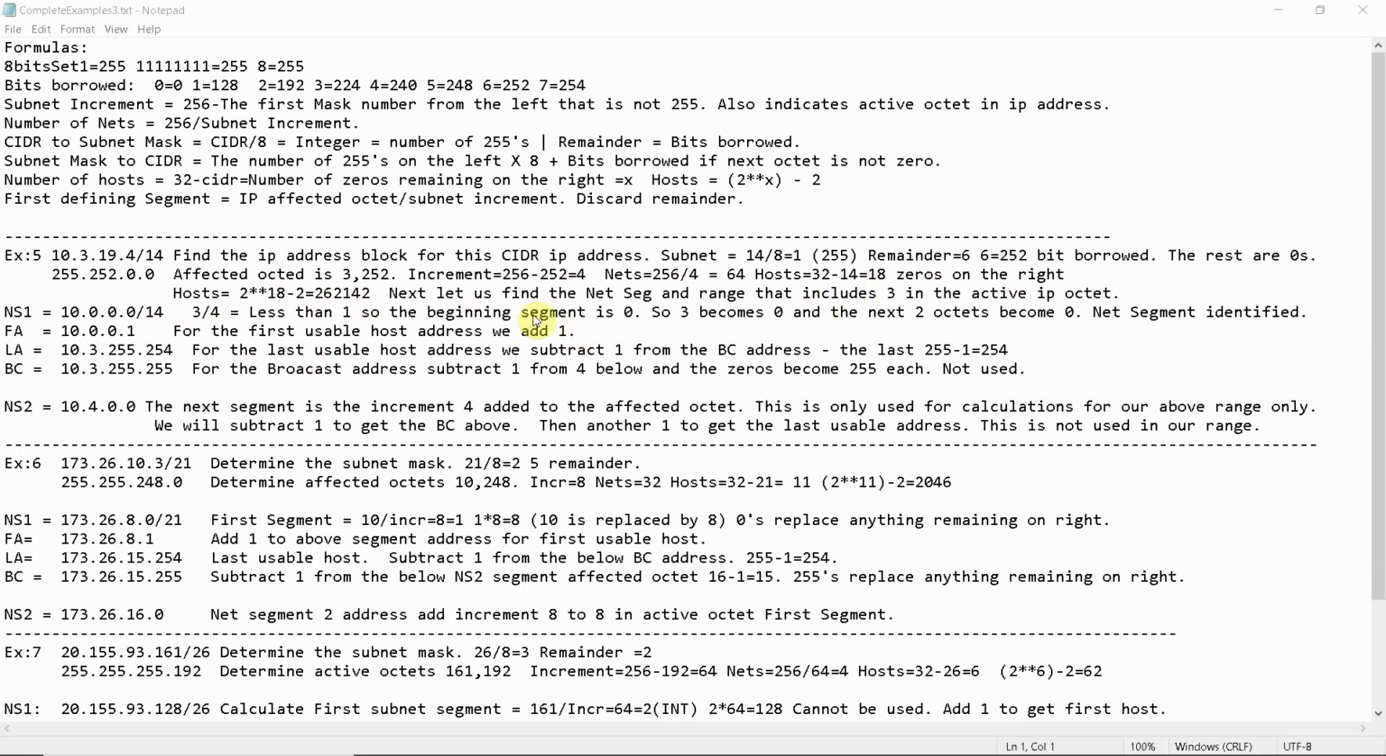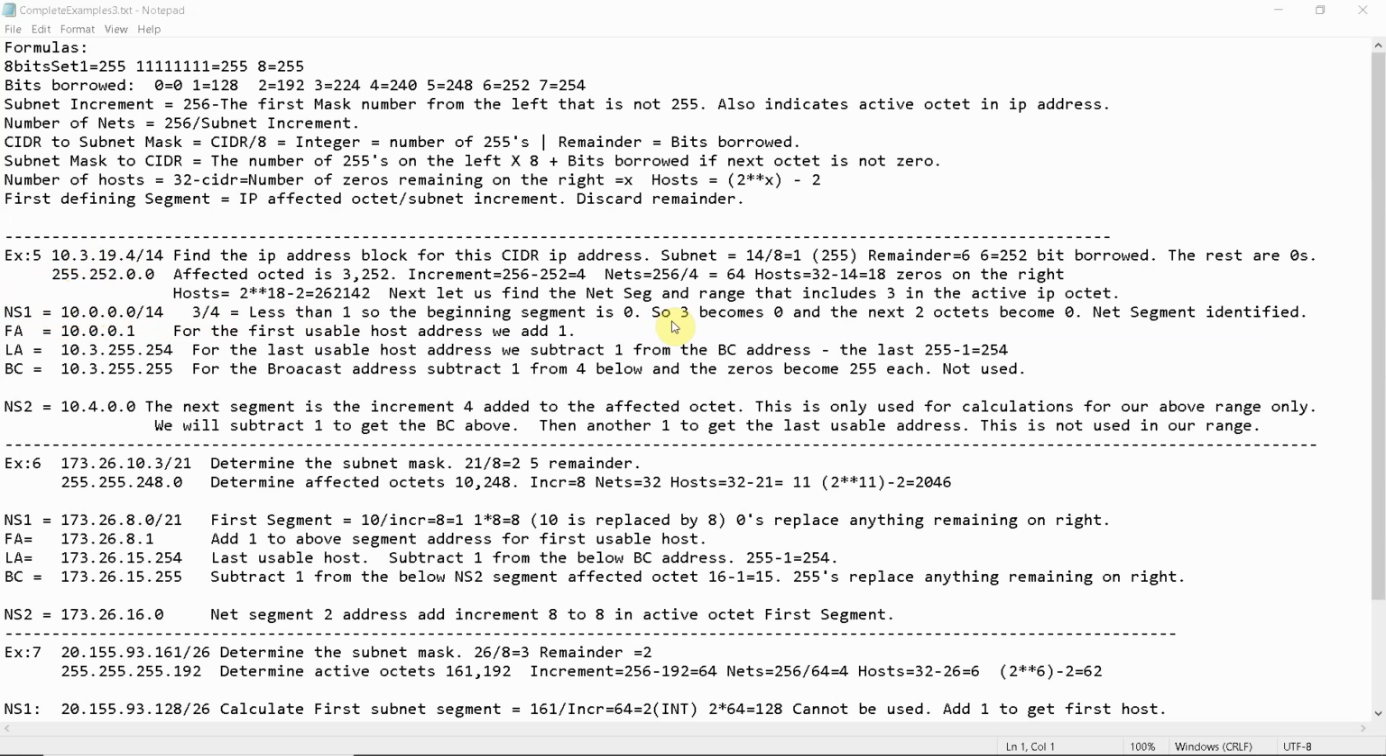Now let's go ahead and find the next net segment. Let's find the net segment and the range that it includes. To find the first net segment, it's pretty easy in this case, but a little tricky if you look at it. We take the active octet, and this time we're dividing it by 4, but it's less than 1. So the beginning segment is 0. We're going to change this from 3 to 0. That's going to be our defining address, and they all become zeros over here.